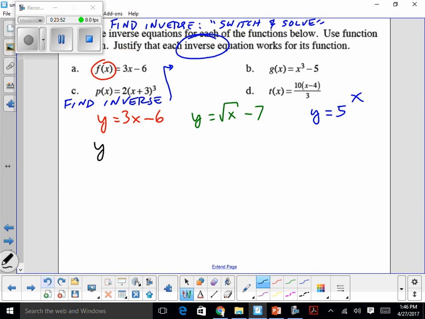How do you solve it, Thomas? I'm going to switch the x and the y. I'm going to solve for y. What does he mean? He means this. He's going to put the x on this side. The y and x switch. Now I'm going to solve for y. I'm going to get y alone. I'm going to isolate y.